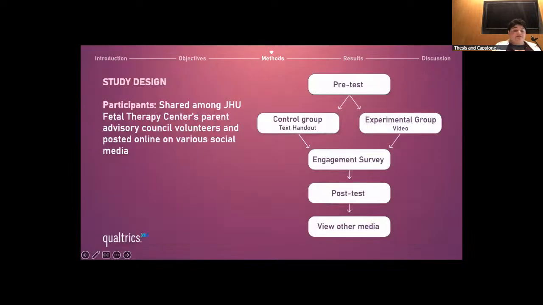With these materials completed, I conducted an IRB-approved evaluation, recruiting participants through the Parent Advisory Council and social media. Through Qualtrics, participants first took a pretest to assess their baseline knowledge. They were then randomly sorted into a control group, which saw the current Johns Hopkins handout, or an experimental group, which viewed my animation. Afterwards, they completed an engagement survey and a post-test, and then were given an opportunity to view the other resource and share comments.